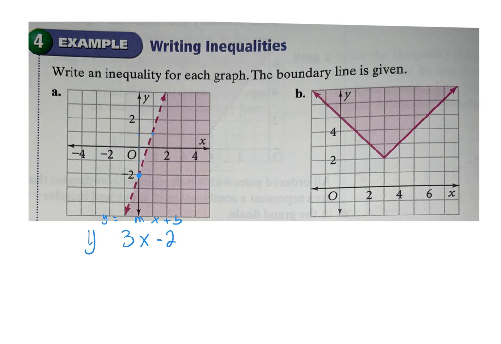And then I'm shading below my y values. So this is going to be less than. I don't put an or equal to. How do I know that? Because it is dashed. If I look at the one on the right, what type of function is this going to be? Linear or absolute value? Absolute value. So now I just have to decide how it is shifted.